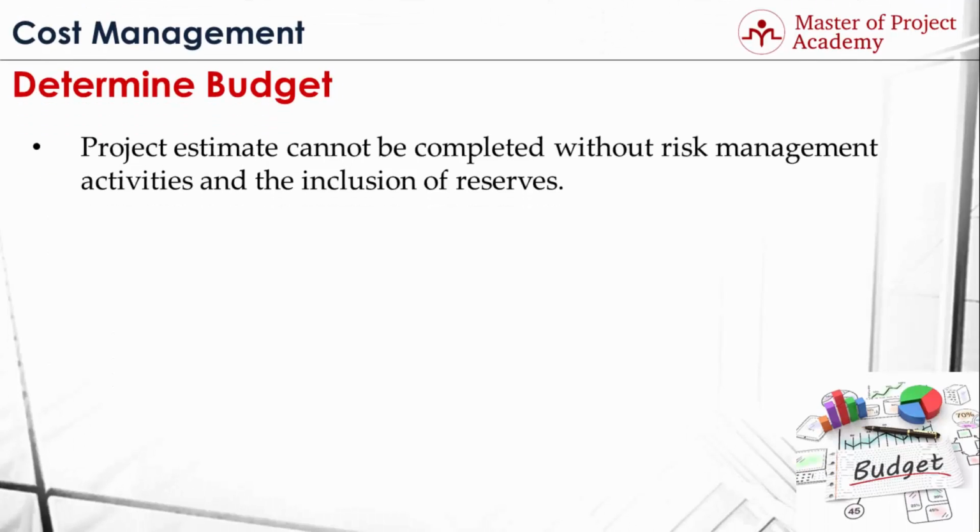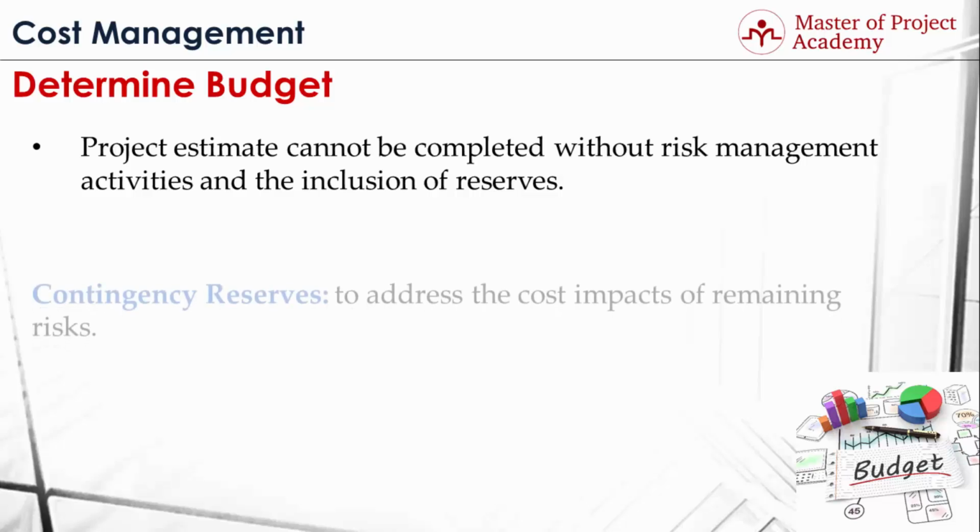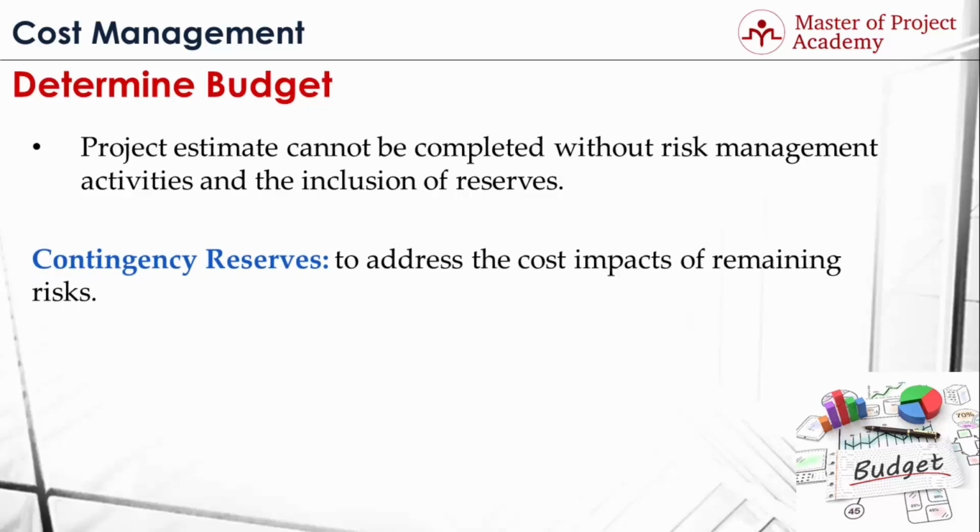Project estimate cannot be completed without risk management activities and inclusion of reserves, because when providing cost estimate of an activity, risks associated with the activity are considered, and money that will be spent to overcome the impacts of risk when it occurred are planned in the project budget respectively. These costs planned to overcome the risks are called reserves. There are two types of reserves. The first one is contingency reserves. Contingency reserves are used to address the cost impacts of remaining risks.